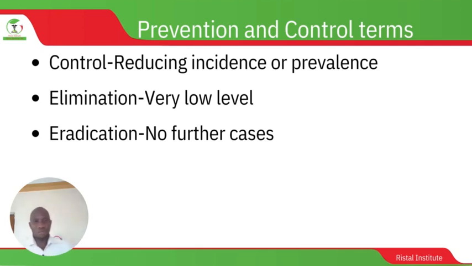For us to be able to control communicable diseases, we need to institute effective prevention and control measures. But there are terminologies that we actually need to understand how to use in describing control and prevention of communicable diseases. When we say control, we are basically talking about reducing incidence. That is reducing the number of new cases of a particular condition, or we are trying to reduce the number of people with a particular condition, that is prevalence. Okay, so when you talk about reducing prevalence and incidence, that is basically controlling.